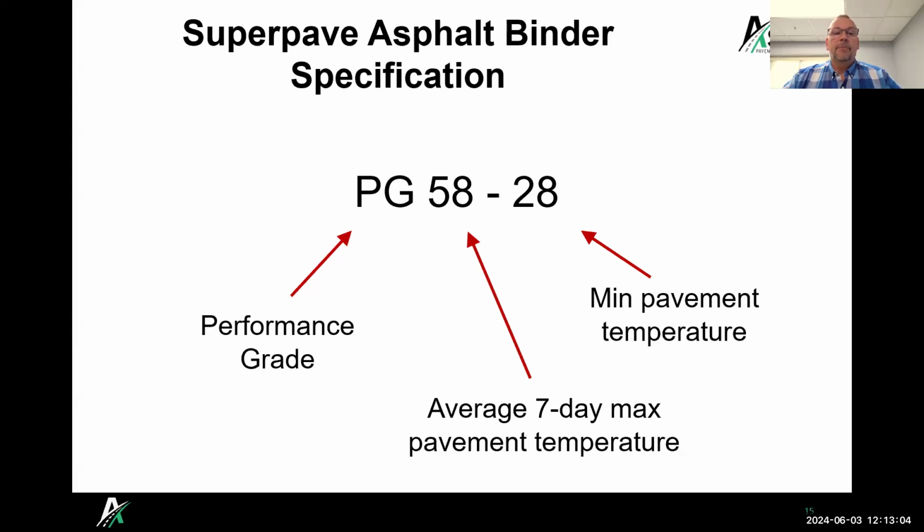But as far as the binders go, the 58-28, the 64-22s, those are the same for all the states as far as the different designations. It really depends on what climate you have and how many different binders might be used in your state. A lot of the states that have a lot of area from north to south will use multiple binders throughout their state. Some states will use the same binder throughout their state. Good question.